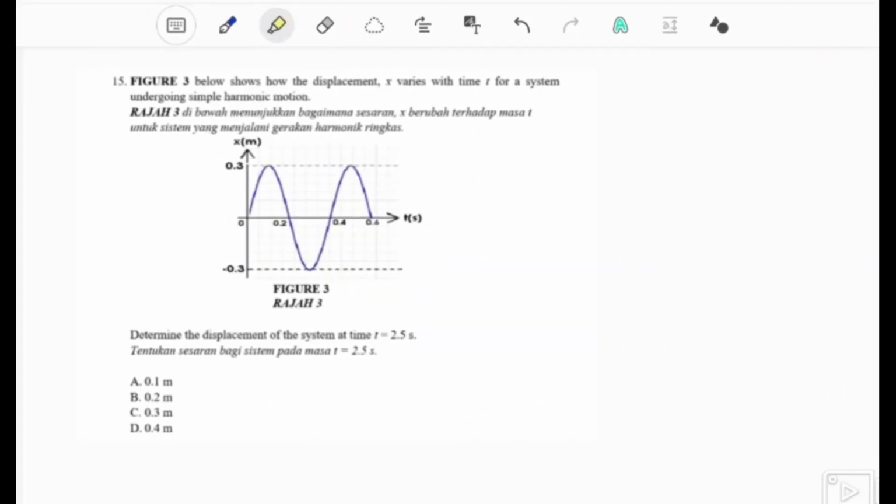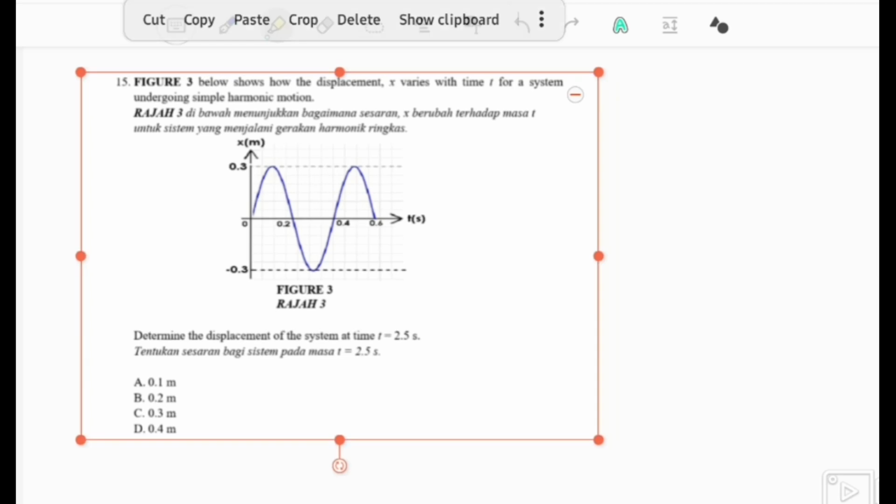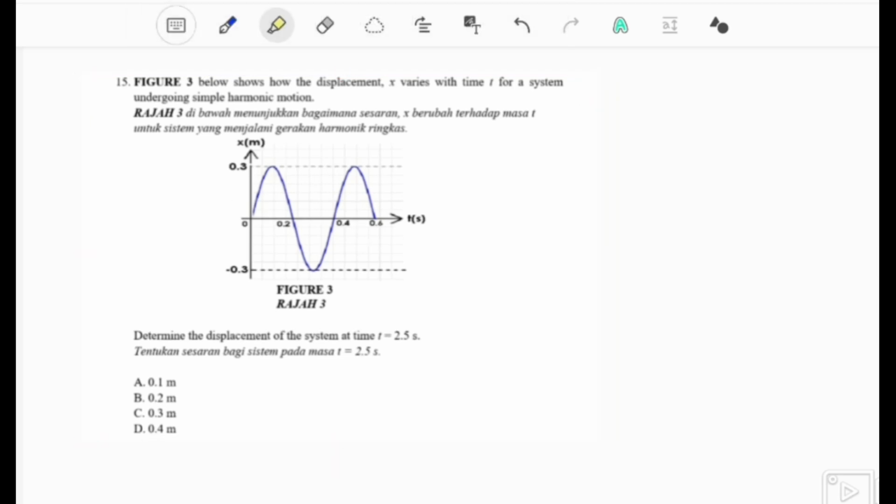Hi, now we will look at question number 15. So question number 15 is about simple harmonic motion. Okay, kita tengok soalan dia. Figure 3 below shows how the displacement x varies with time t for a system undergoing simple harmonic motion. Soalan ni dah cakap kan sini. Ni soalan simple harmonic motion. Okay, so kita ada graph x against t. So apa yang kita boleh dapat from the graph?